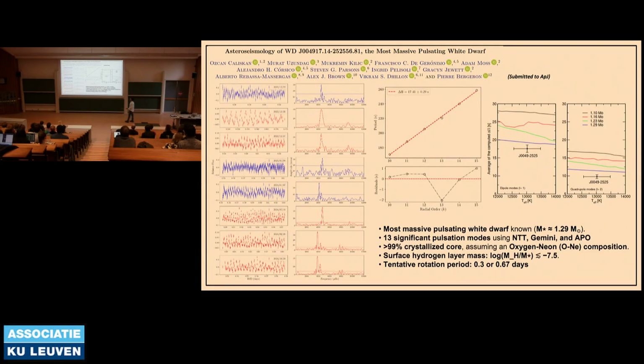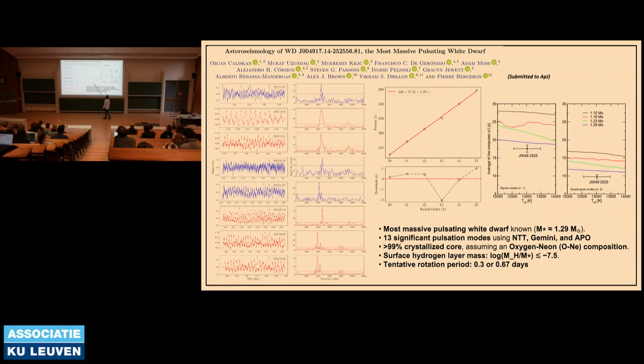Another object that we found is the most massive pulsating white dwarf, which is around 1.3 M-sun. For this star, we did a detailed seismic analysis using data from 3 different telescopes: the New Technology Telescope, UltraCam, Gemini, and Apache Point Observatory Telescope. Using these telescopes, we extracted 13 significant pulsational modes. Here I'm showing that we derived the mean period spacing, and here is the residual.